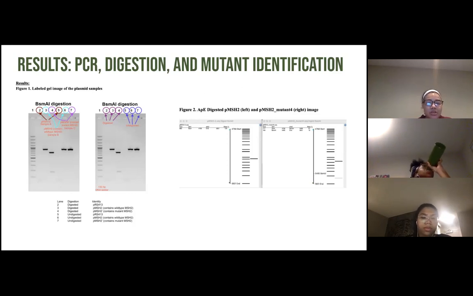Additionally, it was found that our mutant 4, which was on the wild-type pMSH2, had a change of glycine present at the 704th nucleotide base, which was then mutated to aspartic acid. This will be useful in the future to use with the FOA assay to determine what will happen to the mutation rate when there is a SNP on the MSH2 plasmid insert.